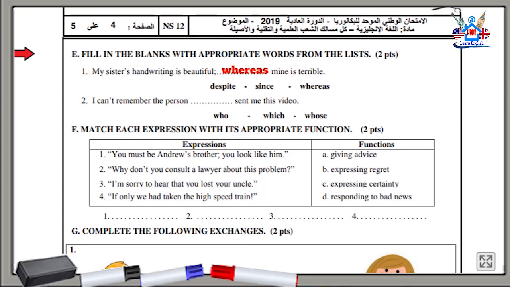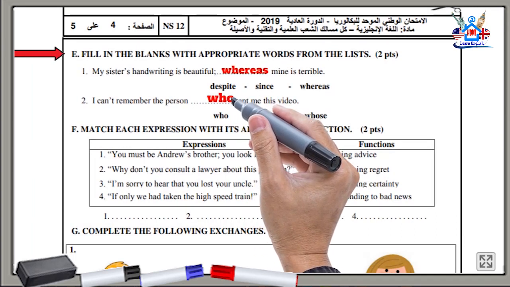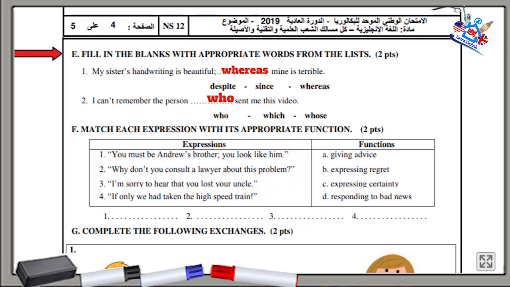I can't remember the person who sent me this video. Which? No, which goes with objects and animals. Whose? Whose is used for possession. Whose is always followed by a noun. Here we have a verb. So who is the right answer, because it refers to a person. Good.